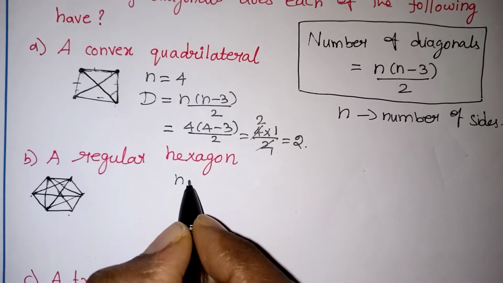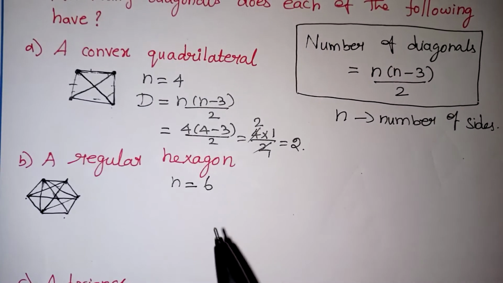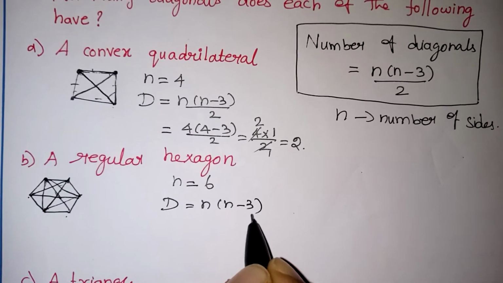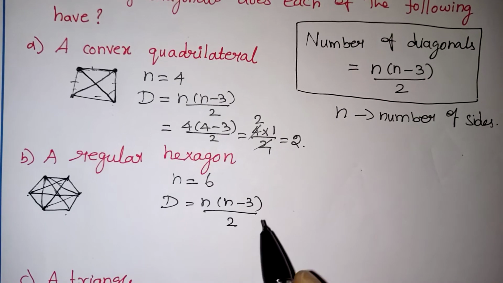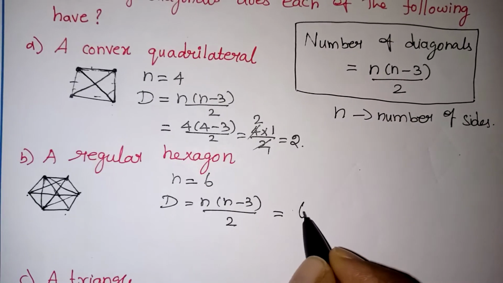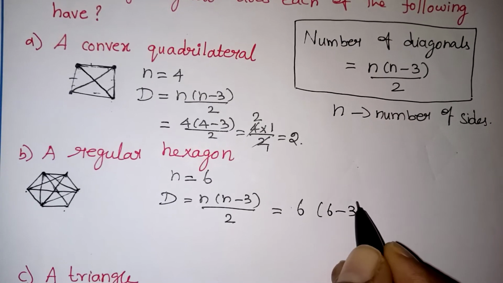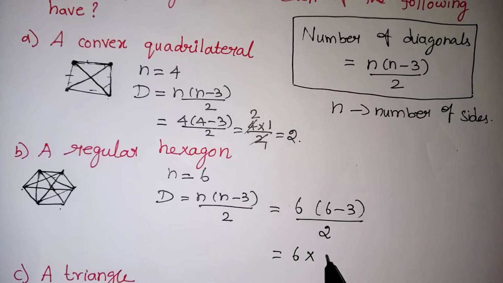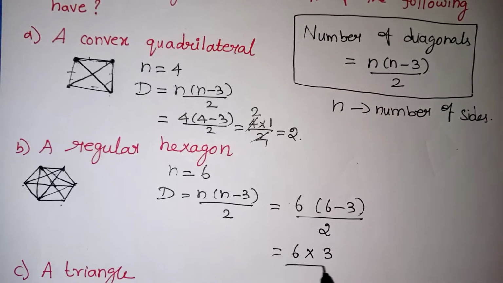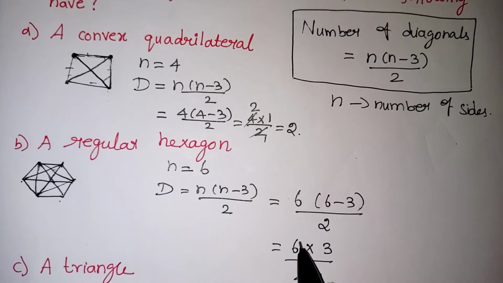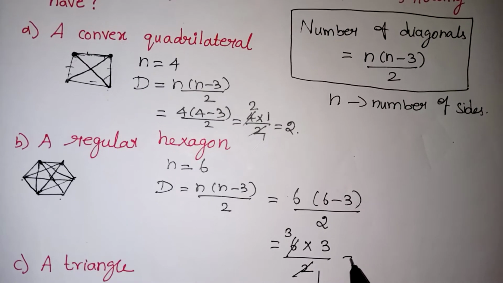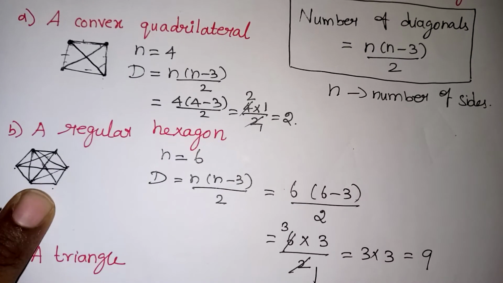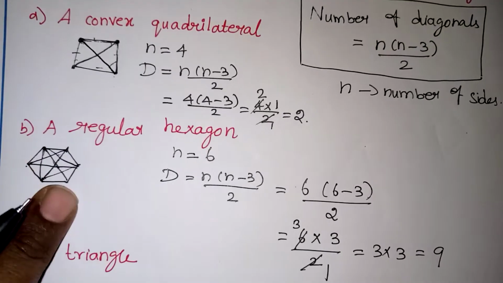Hexagon, number of sides equal to 6. So take n equal to 6. Then the diagonal formula, n into n minus 3 by 2. So what is our n value? 6. So 6 into 6 minus 3 by 2 we are getting. So here 6 into 3, since 6 minus 3 is 3, by 2. 1 2 is 2, 3 2s are 6. So what we are getting? 3 into 3, which is equal to 9. So the hexagon will have 9 diagonals.